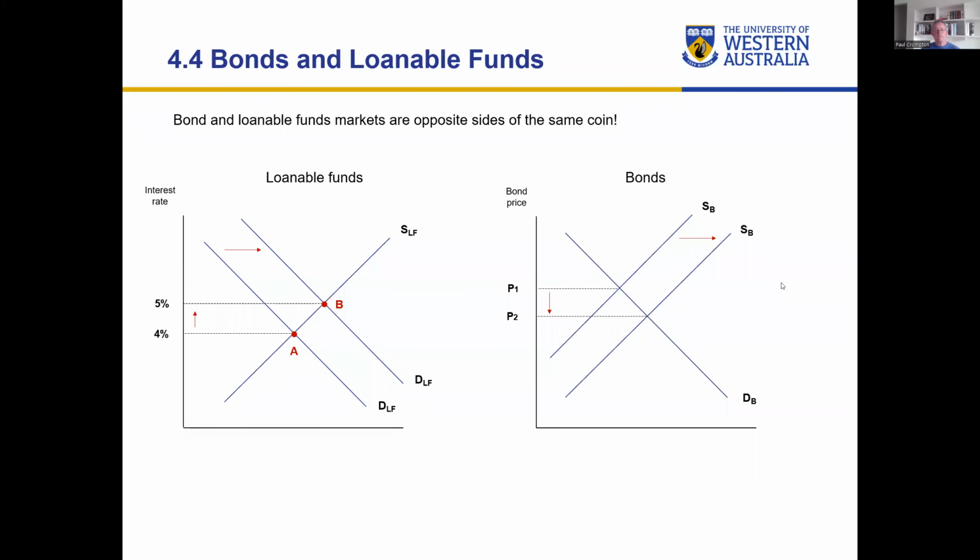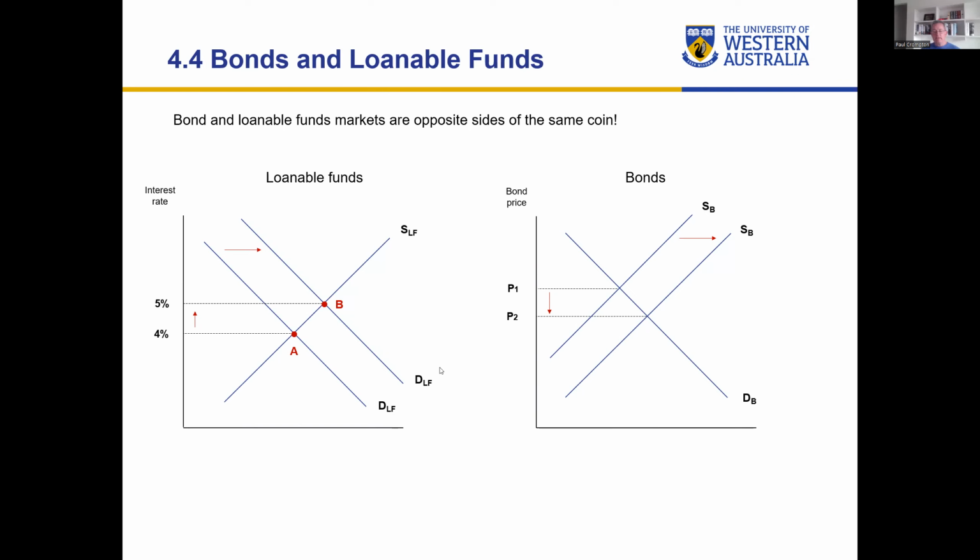So section 4.4, bonds and loanable funds. And what we're going to find in this video is that the market for loanable funds and the market for bonds are obviously interrelated. So we've got the market for loanable funds on the left, demand, supply, and the market for bonds on the right.